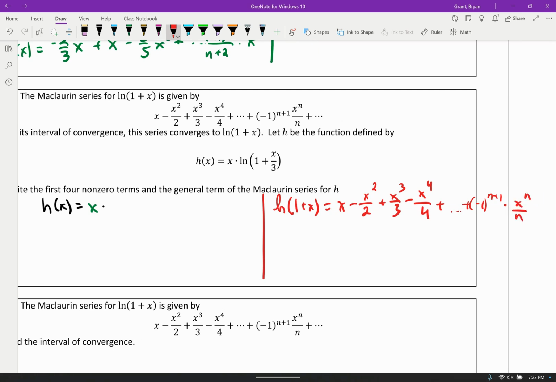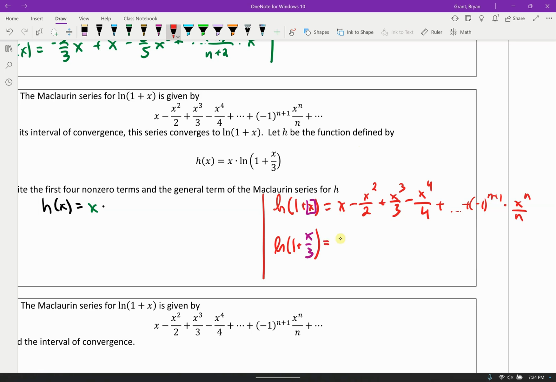Okay. Now, let's convert that x to an x over 3. And we're allowed to do this. We're allowed to substitute in division or multiplication by x. Earlier we did a negative 2x. Here we're doing it divided by 3. We're allowed to do that. We couldn't do something like x plus 1 in for x. That wouldn't work as well. That would change the center of the series, but x over 3 will not.